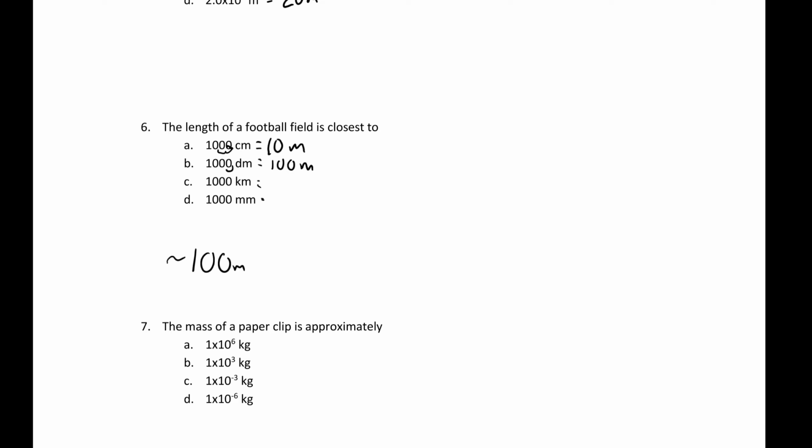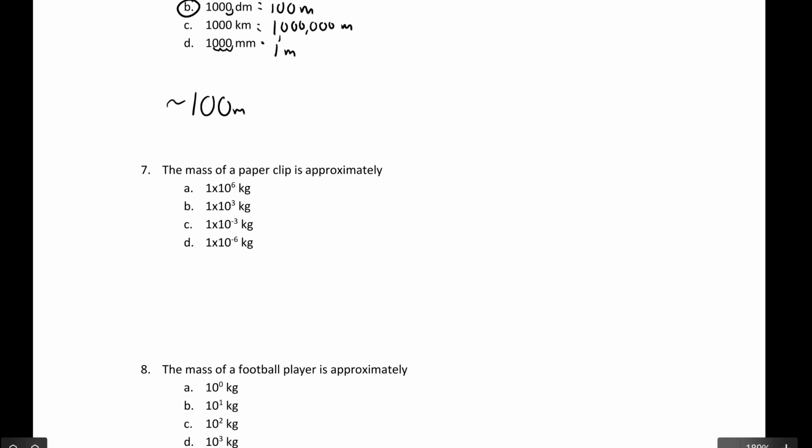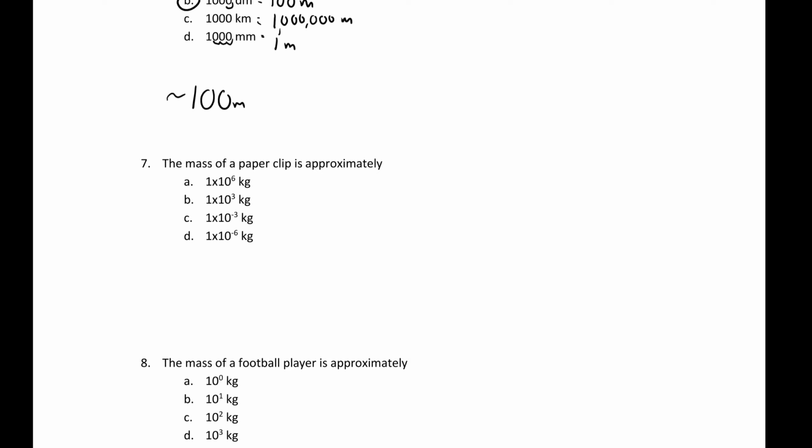Kilometer, you have to go the other way. So 1 and then 3 zeros after that. So 1,000 kilometers is equal to 1 million meters. And then it goes the other direction again, 1,000 millimeters. Milli is 10 to the negative 3, 1, 2, 3. So this is equal to 1 meter long. So which is closest to a football field? 1,000 decimeters.